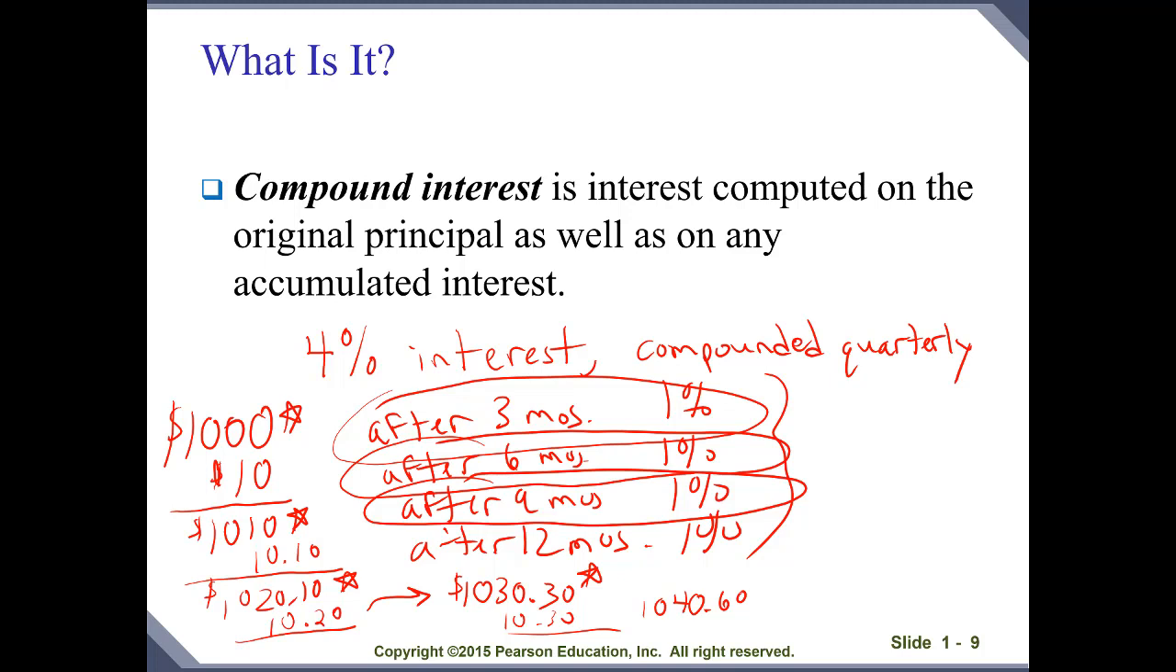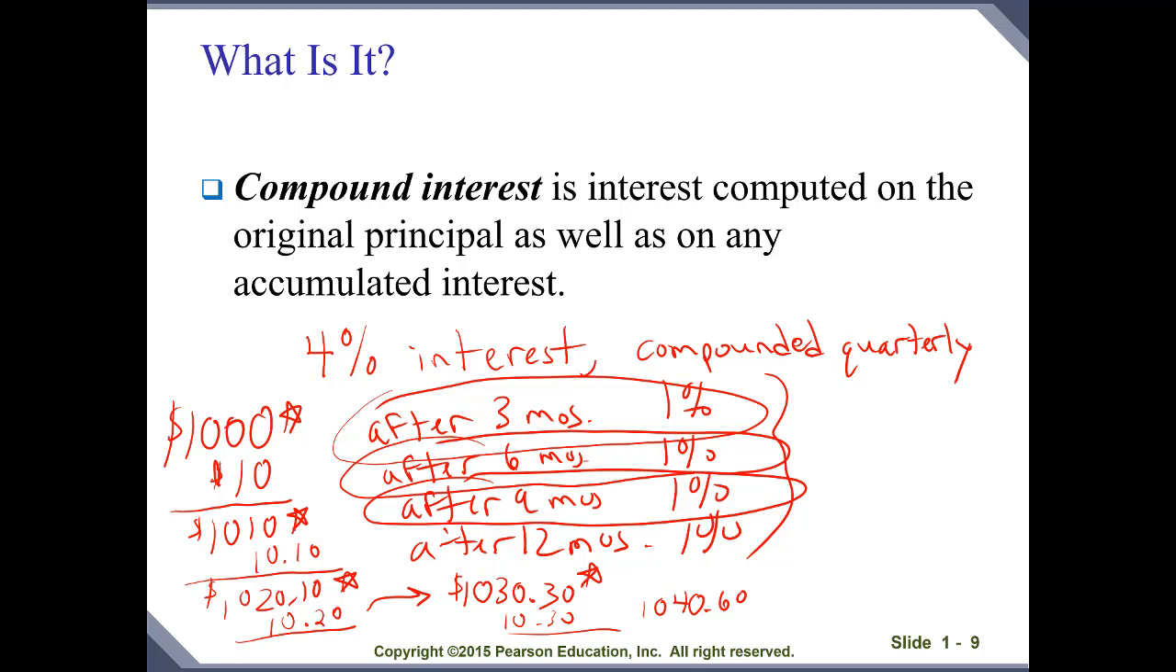So if instead of $1,000 I had $10,000 in the account, then at the end of the year, instead of having $10,400, I would have $10,406. So again, not a huge difference, but still a difference.